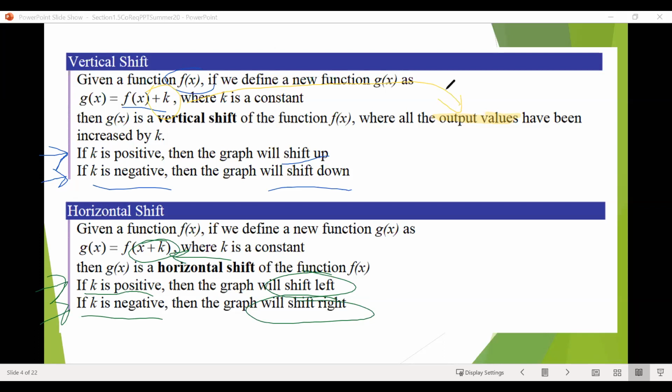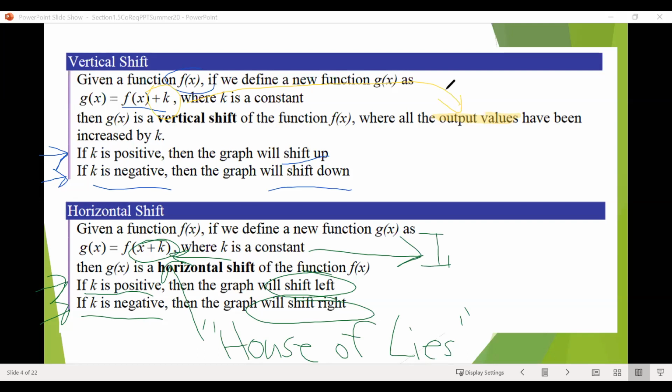And one way to think about that is, one of our instructors that used to teach at Pierce liked to talk about this inside of the function. We sometimes call this the house of lies. Okay, because on the inside of the function, it does the opposite of what we would think. So again, adding actually means moving to the left, subtracting means moving to the right. So it's a house of lies there. The other thing is, it doesn't say it here, but because this is on the inside, it impacts inputs.